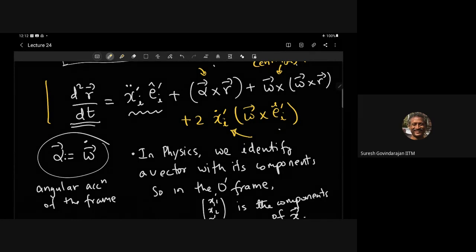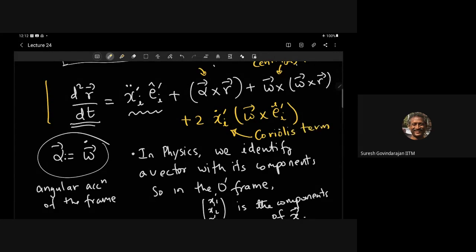It is non-zero only when xi dot is non-zero. That means in the O prime frame, there is some non-zero velocity. You need that for this to work. And this is an interesting thing, and it's called the Coriolis term.